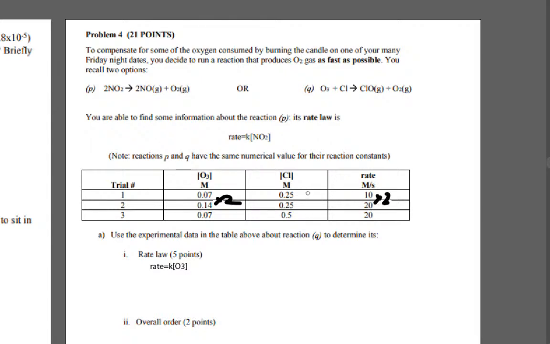And then for the Cl, it is the same. This one multiplies by 2, and then the rate also multiplies by 2. So the answer would be rate equals k[O3][Cl]. There we go.